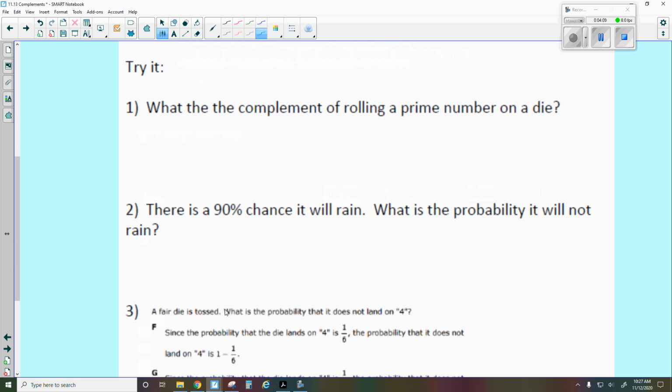So how about you try number 1, 2, and 3, and then we'll check. You're more than welcome to pause the video and then press play to check your work.